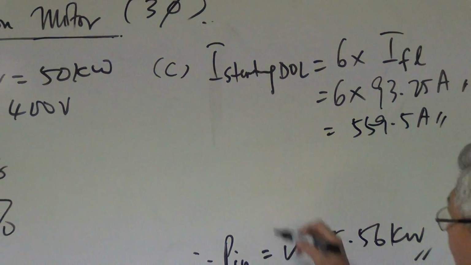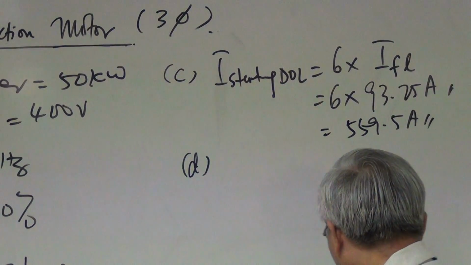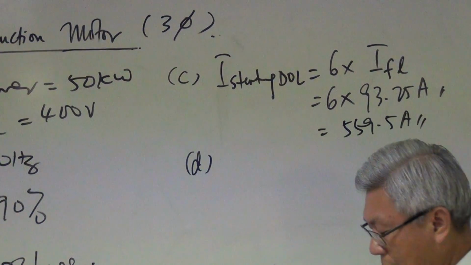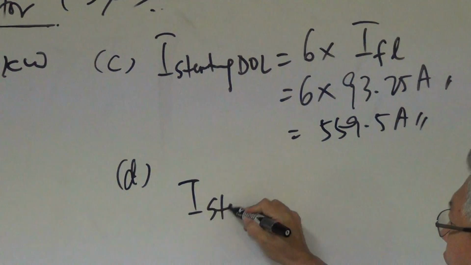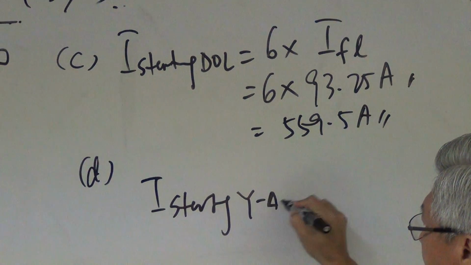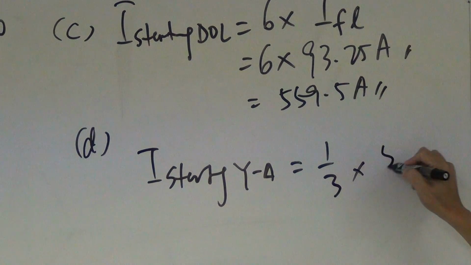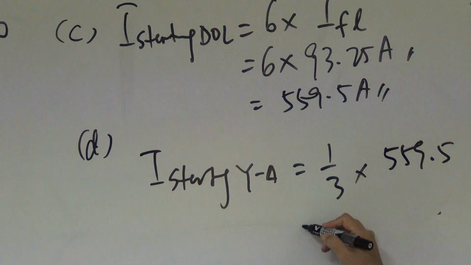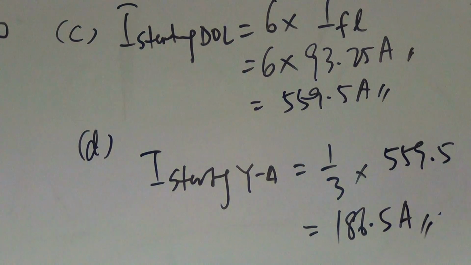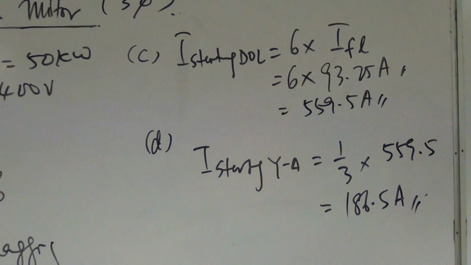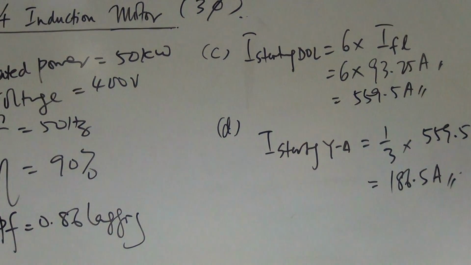Part D says, if I were to use the star delta starter, what is the new starting current now? If you were to use the star delta, it will be 1/3 of that one, isn't it? So it's 1/3 of 559.5. So that becomes 186.5. Got it? So that is the starting current method.